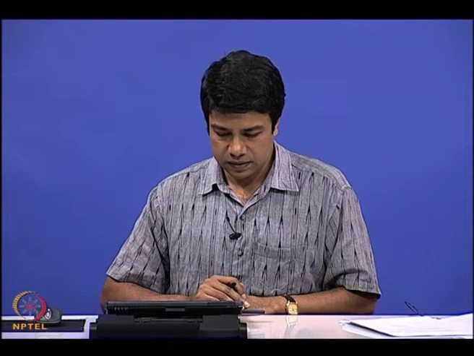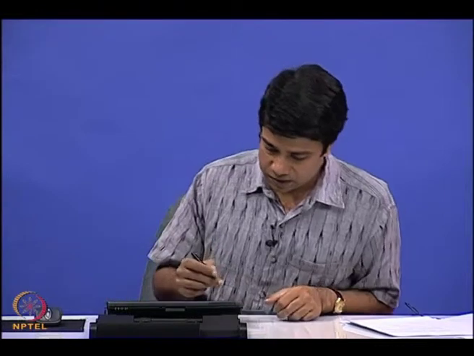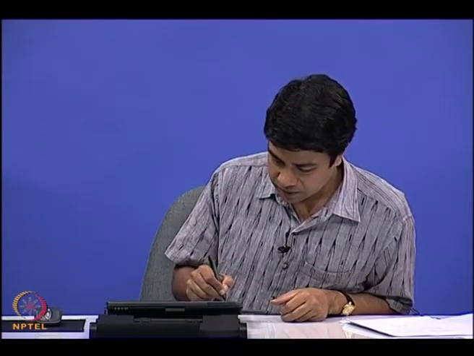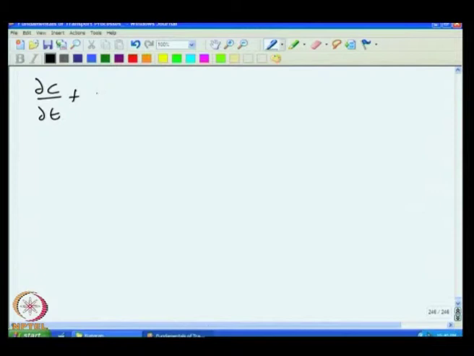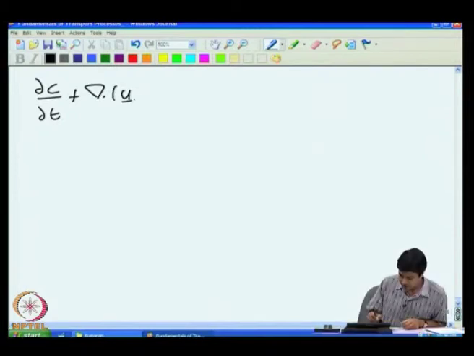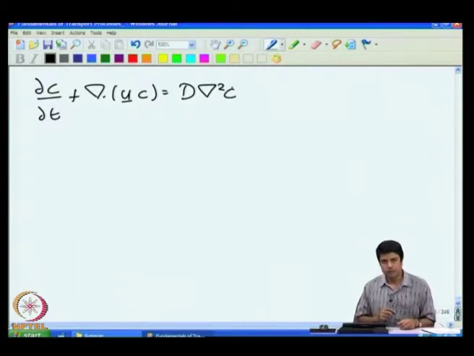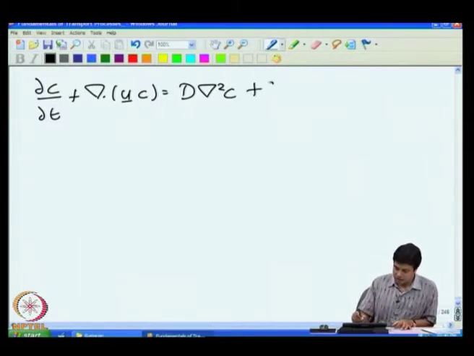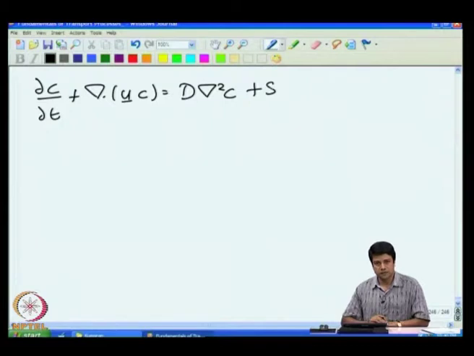So, welcome to lecture number 36 of our discussion of fundamentals of transport processes. In the last few lectures, we first derived the convection diffusion equation in different coordinate systems. That equation had the general form dc by dt plus del dot u c is equal to D del square c plus any sources or sinks that are present within the flow.